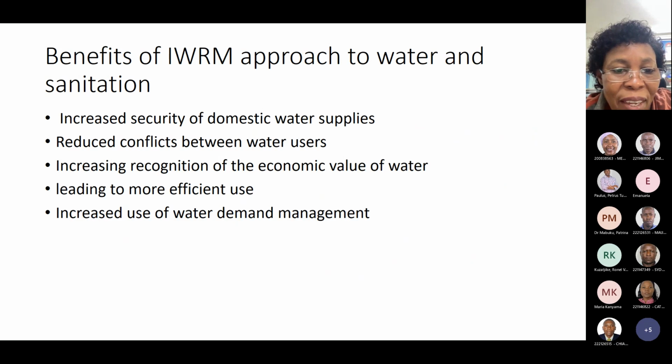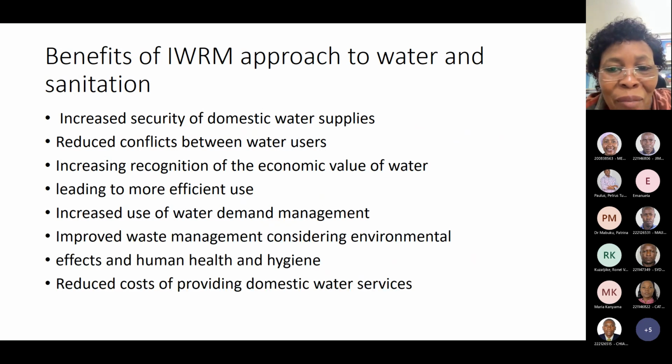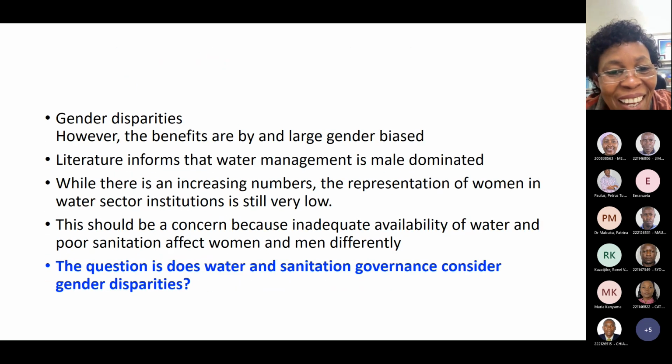And the benefits are there. We all know the benefits, but you can read since time is up. I don't want everybody to leave and I'm left alone. The gender issues, we talked about them, disparities.